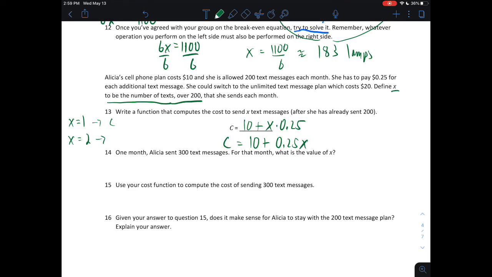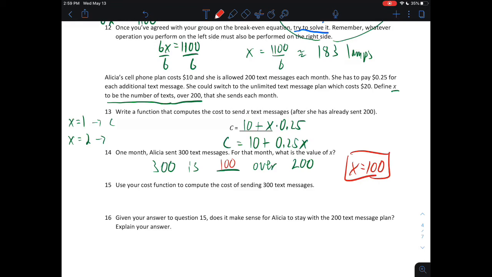All right, number 14. One month, Alicia sent 300 text messages. For that month, what is the value of X? Remember that X is the number of texts that is over 200. So 300 is how many over 200? It's 100. So here X is equal to 100. She sent 100 texts too much.